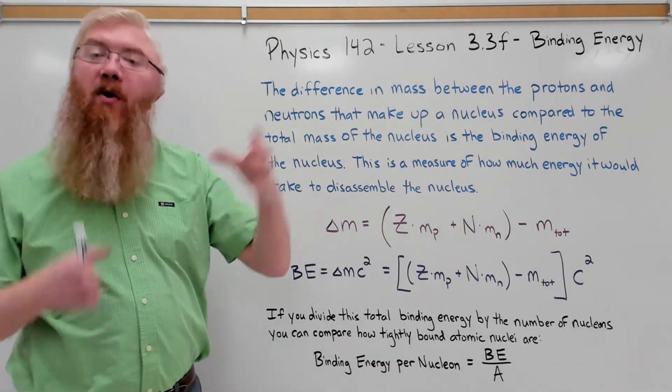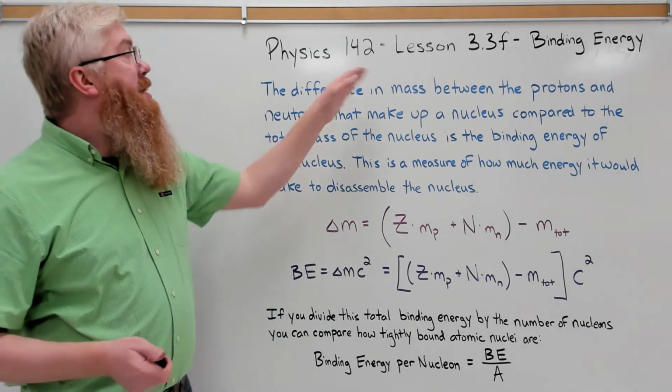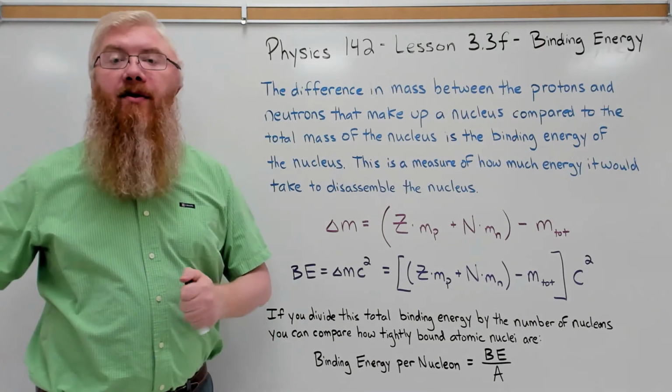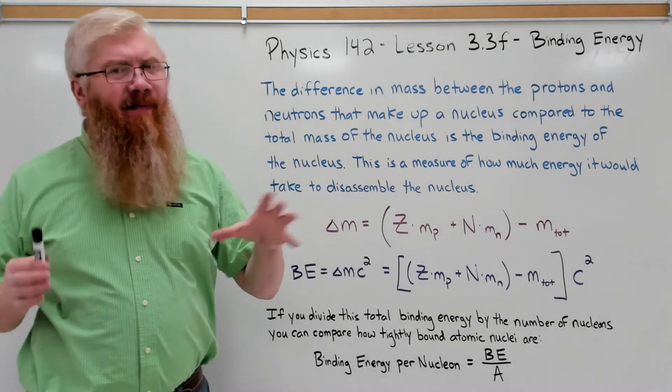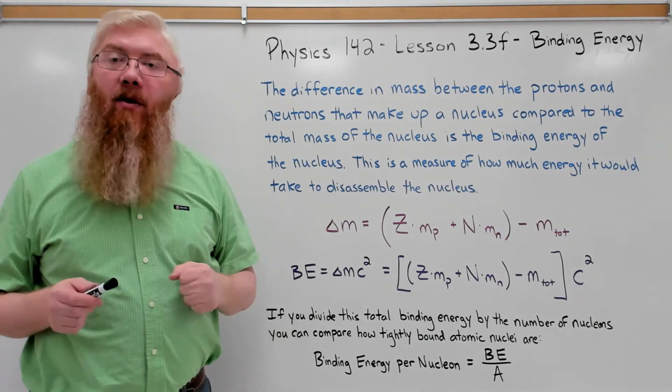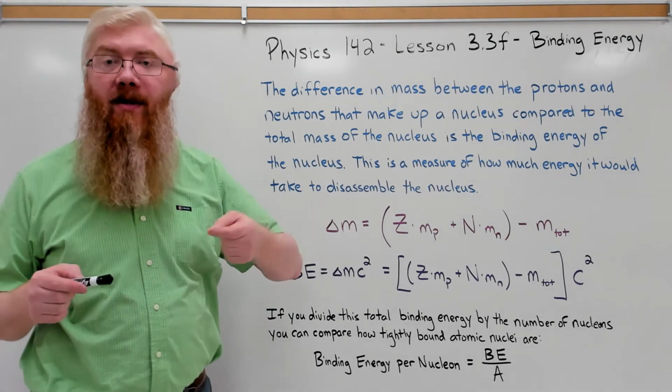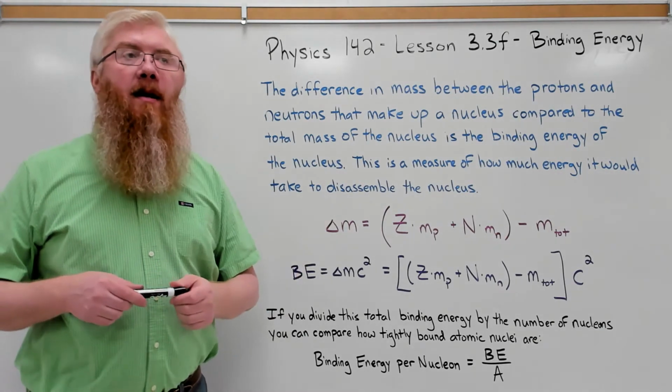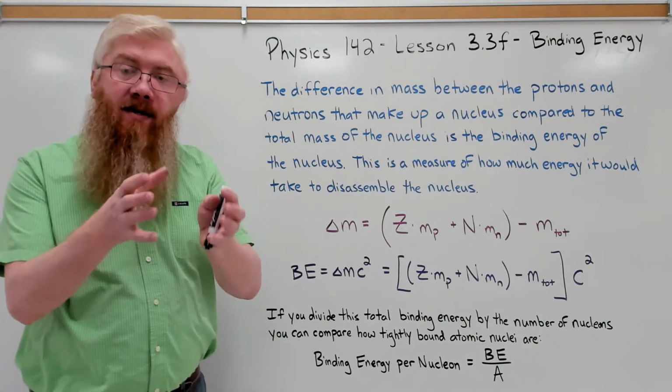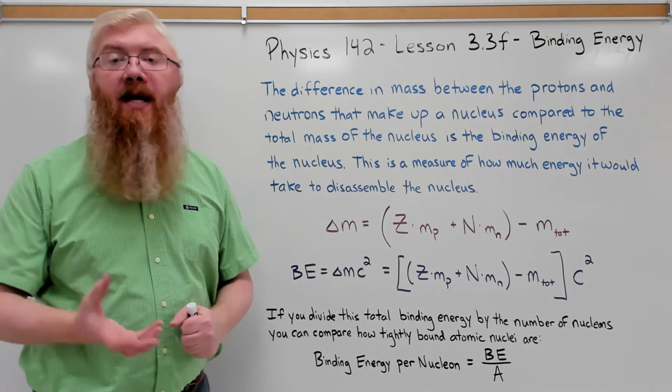The electrons are in orbit around the atomic nucleus, but this is nuclear physics now, so we're not going to consider the electrons, except in the few cases where we get beta decay or electron capture, where the electron will enter or leave the nucleus. But let's ignore that for now and just look at the nucleus. It's made of protons and neutrons.